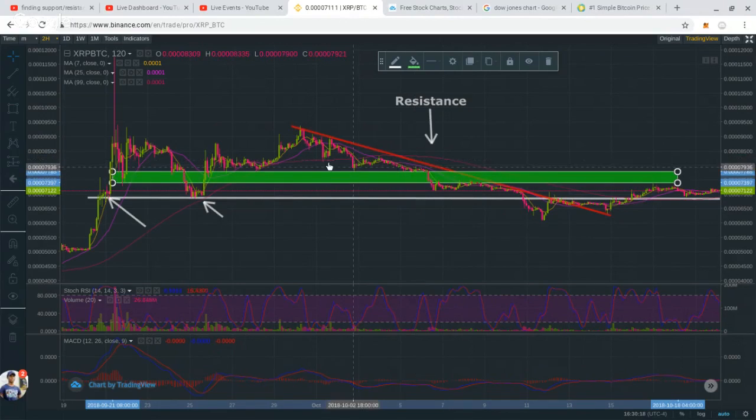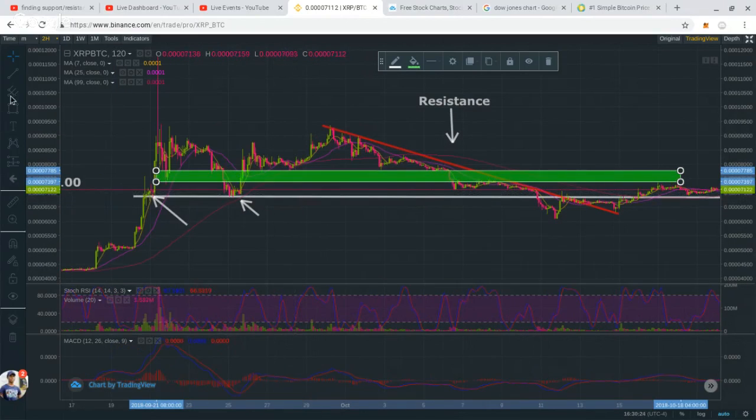Kind of a weak support, though. I'd say there's a lot more points of contact up here. It's like a good buy zone. Another good buy zone will be right here.